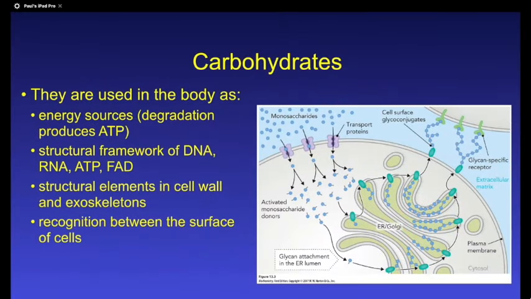So carbohydrates are used in the body in a lot of different places. Energy sources, degradation to produce ATP. Got that, done that, covered that. Can do the stoichiometry and tell you how many we can make. But they also form structural frameworks of the fundamental types of molecules that are in the body for function.